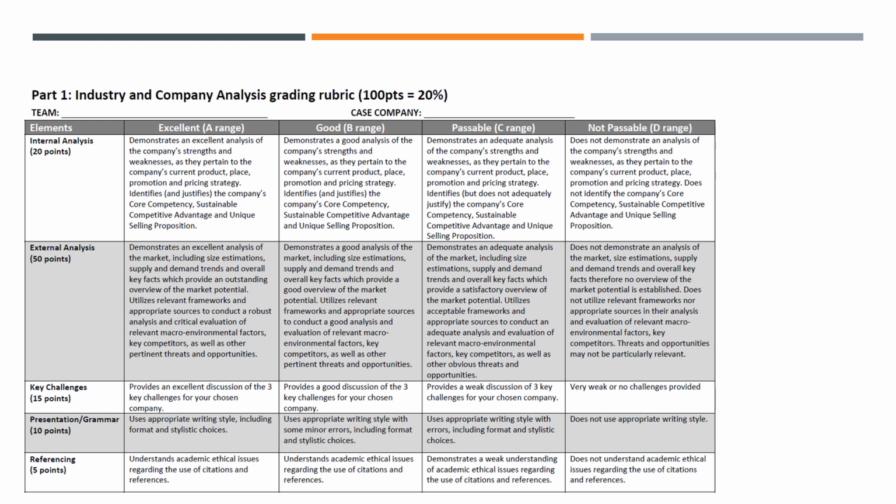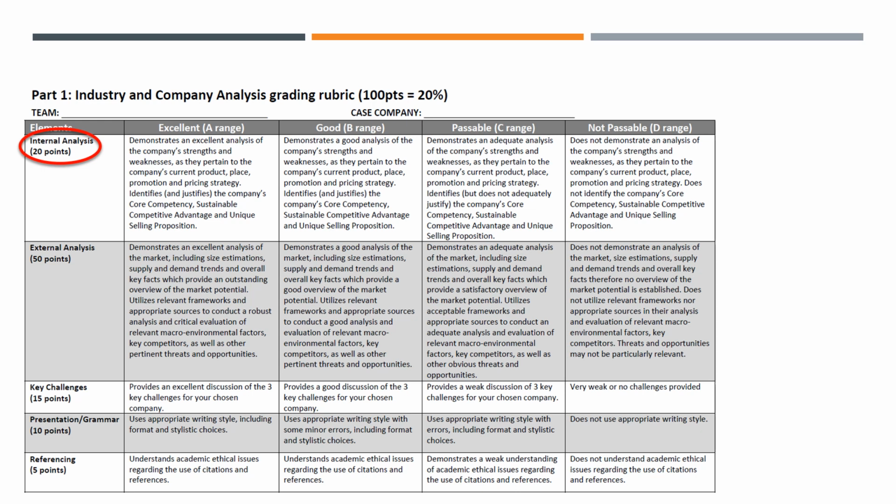So, as you can see in the marking rubric, which is available in the group assignment details on Canvas, we start off with an internal analysis of the business. So that's worth 20 points of the 100 points. And within that, this is essentially the strengths and weaknesses of your case company.